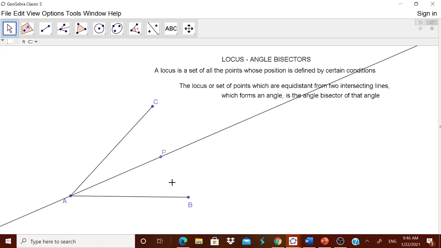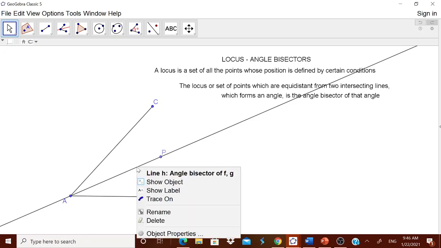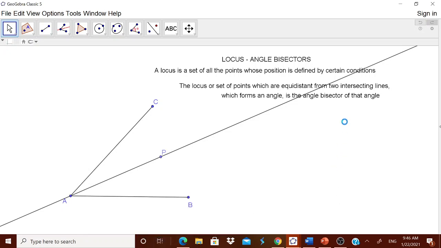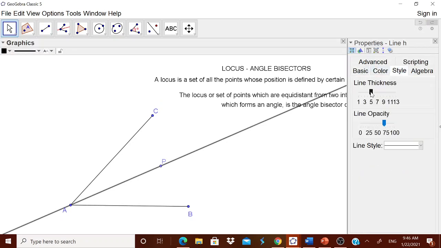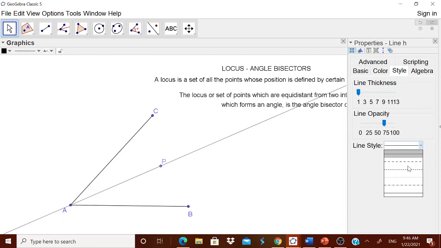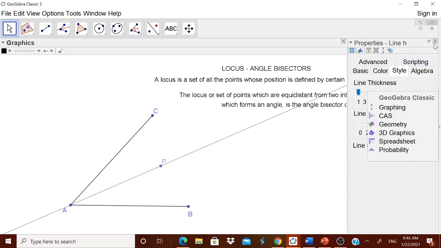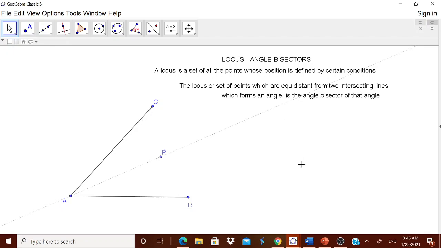Show the object, and this we will right click and then go to the object properties and then go to its style, line thickness, make it 0 and then make it as a dotted line, because it will not be shown to the children because we are going to move this P. Now this P will have equidistance from the intersecting line.